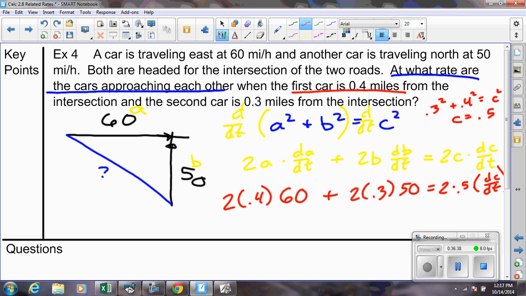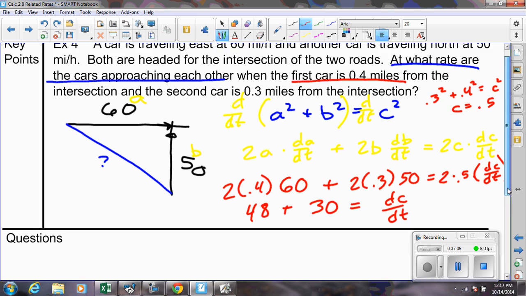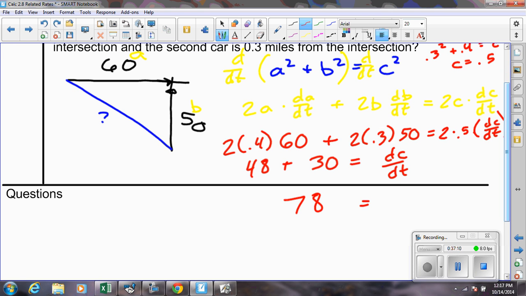So 2 times 0.4 is 0.8. 0.8 times 60 would be 48. 2 times 0.3 is 0.6. 0.6 times 50 is 30. 2 times 0.5, that's 1. So we'd wind up with dC/dt. And so we'd have 78 is the rate of change. And that is going to be measured in miles per hour. So at this particular moment in time, with these cars traveling at this particular speed along these particular paths, we know they're actually approaching each other at 78 miles per hour.